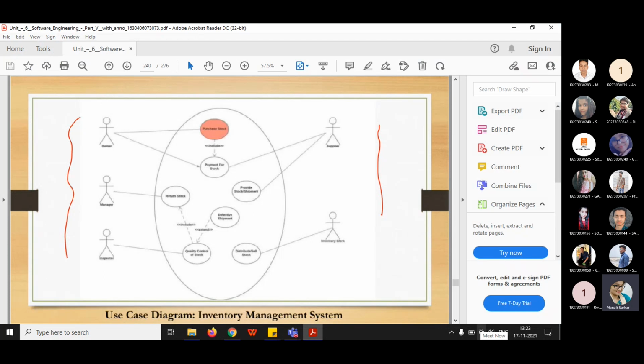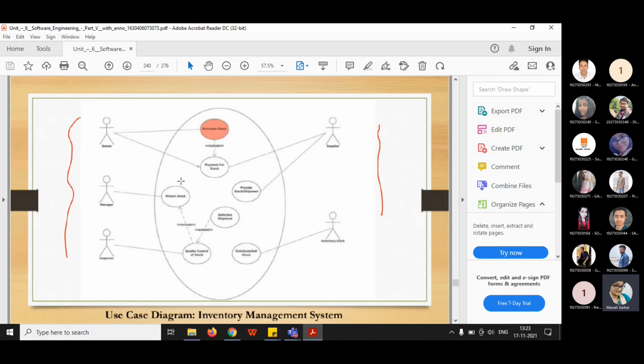In inventory there are owner, manager, inspector, supplier, and inventory clients. See here how the owner is related with the system. The owner is purchasing the book and it is included by the payment fee stock, and again the owner is related with the payment fee stock.